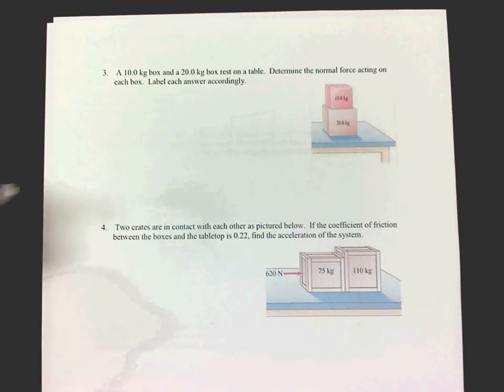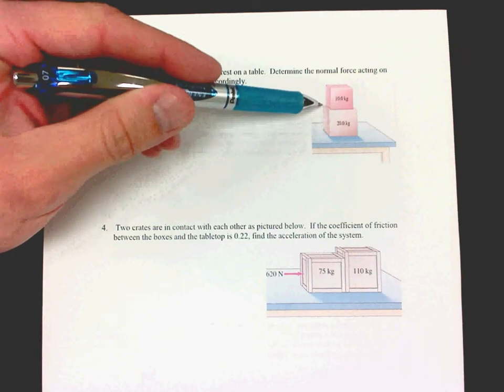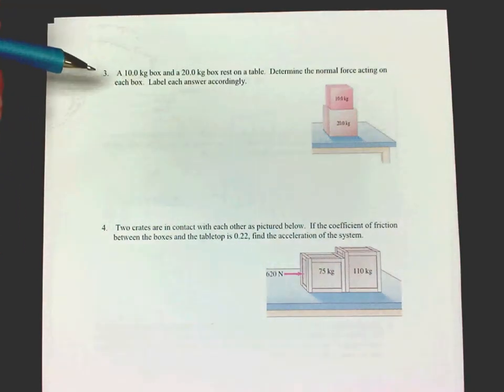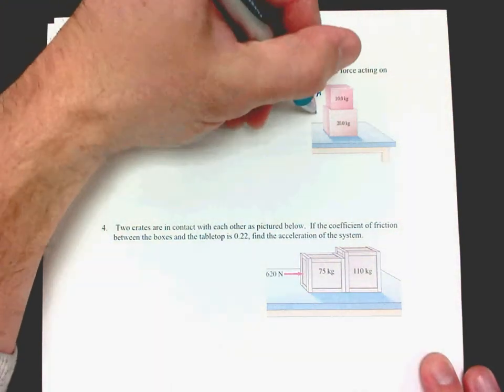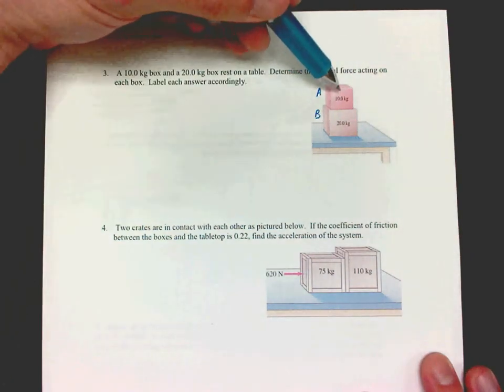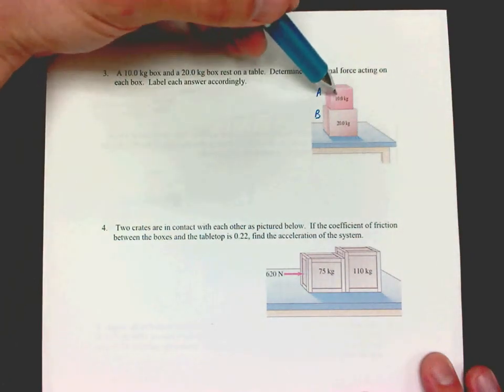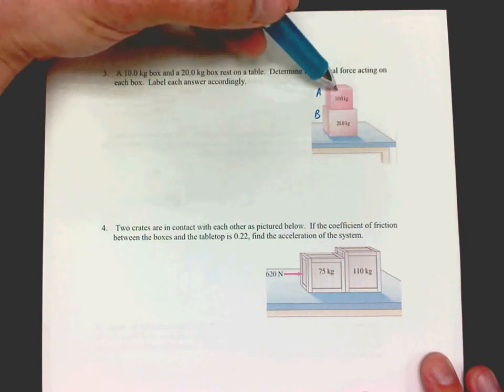If you have a situation like number 3, where you have 2 boxes stacked on top of each other like this, the problem's asking us to find the normal force acting on each box. And of course, we know the normal force is a surface pushing back up on an object. So if you look at the top box here, I'm just going to call that A and call this one B just so I can refer to them. Box A is just itself. And so box B is actually what's pushing up on box A.